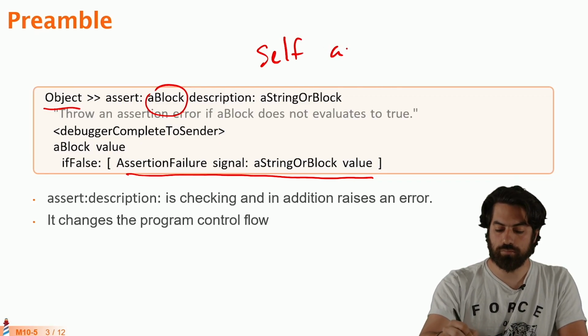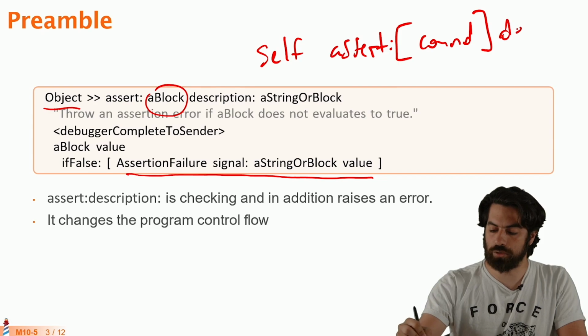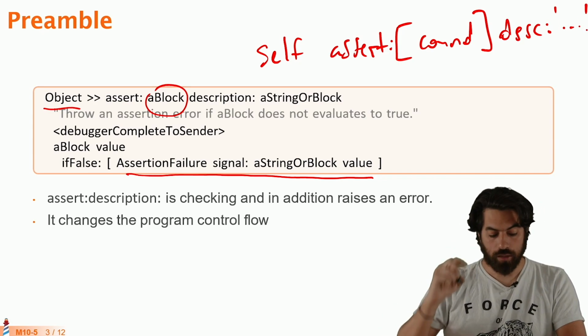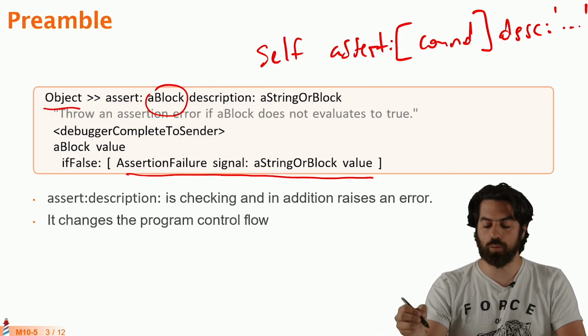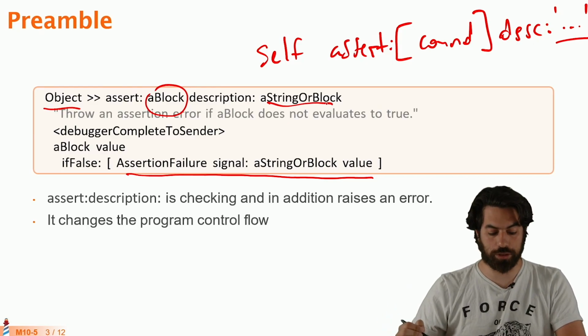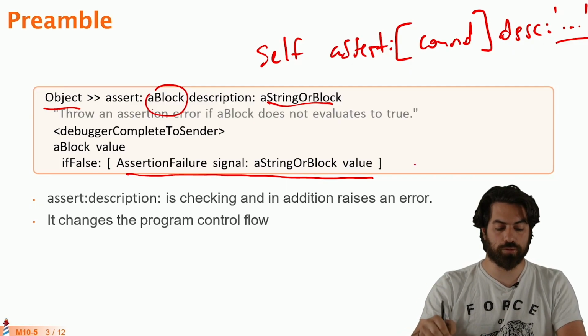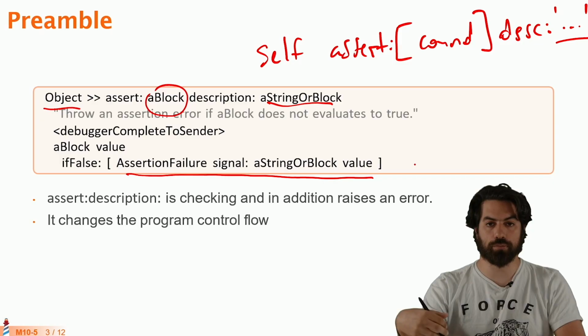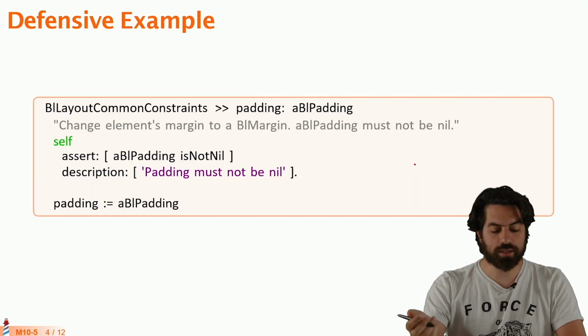So self assert condition description, and then what happens if it fails. We check the condition, and if it fails the condition, we are going to throw an error with this message. So it's important to understand that this method will change the control flow. If the assertion fails, the rest of the method in the caller will not be able to execute. Let's see this with an example.